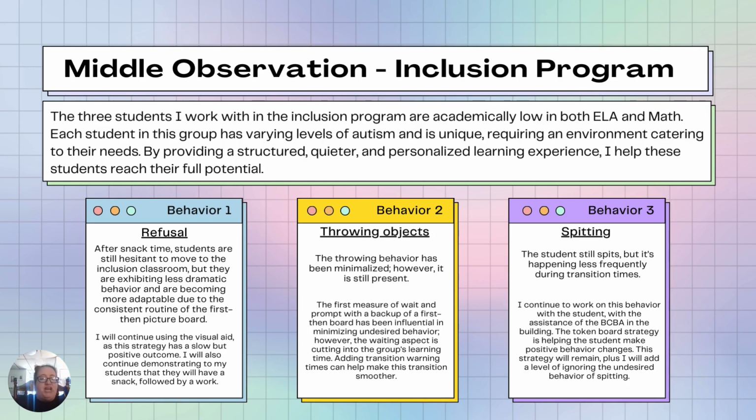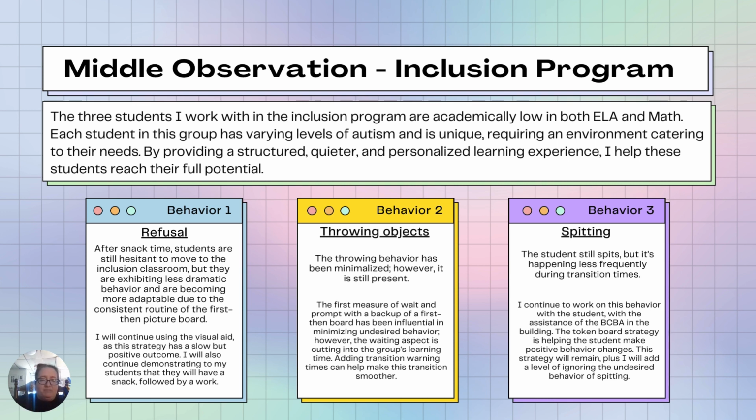My middle intervention for my inclusion program. This is a slow moving one, but they are making progress. Refusal after snack time. The students are still hesitant to come back to the inclusion classroom, but less dramatic behavior. They're adapting very well with the first then picture board. So I'm going to continue using that. I also continue to demonstrate to my students that they will have their snack and then we have work.